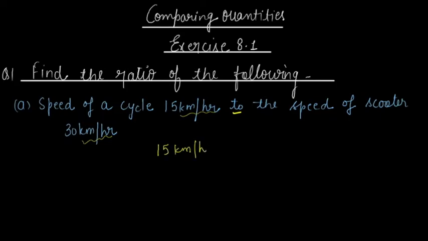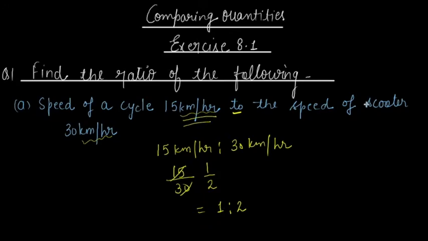15 kilometer per hour is to 30 kilometer per hour. And as we know, the ratio does not have any unit. Let's cancel it. 15 ones are 15 and 15 twos are 30. Therefore, the ratio is 1 is to 2. So the first important thing is that both the quantities should have the same units. Both are in kilometer per hour, which is fine.